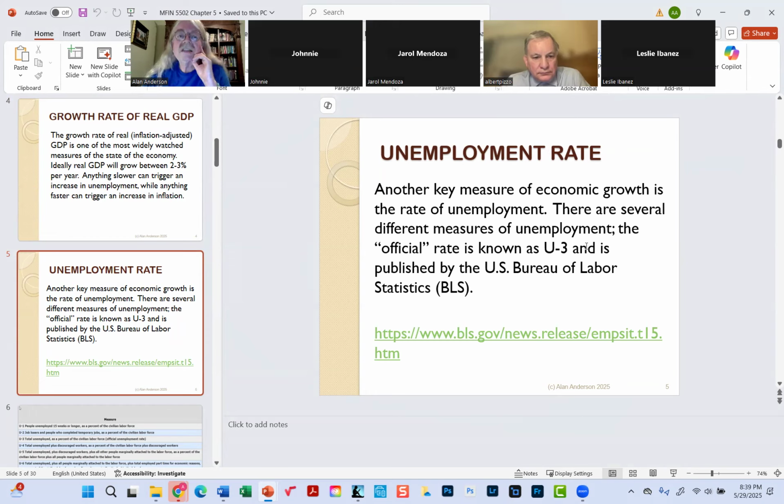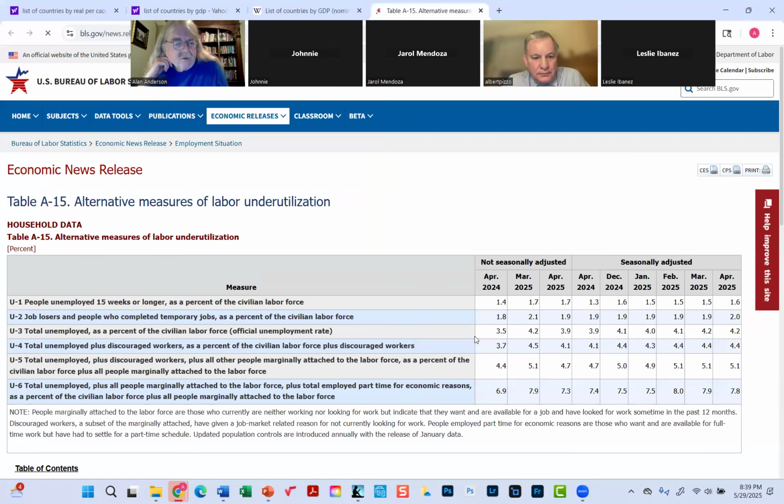It turns out that there's actually 6 different measures of unemployment published by the U.S. Bureau of Labor Statistics. The one that you hear about in the press is called U3. So if you look at the Bureau of Labor Statistics website, they have definitions for all of them. You can see, for example, U3 is total unemployed as a percentage of the civilian labor force. Okay. And by the way, the civilian labor force means that it does not include military personnel.